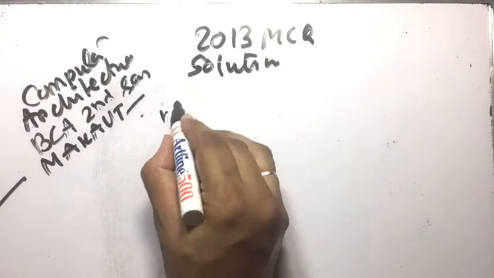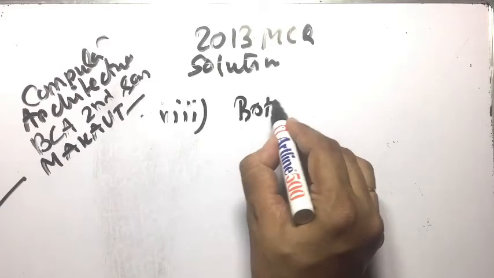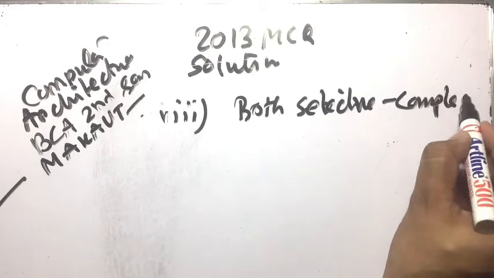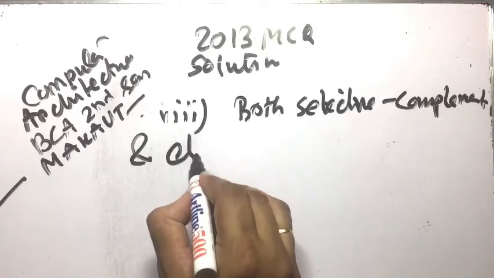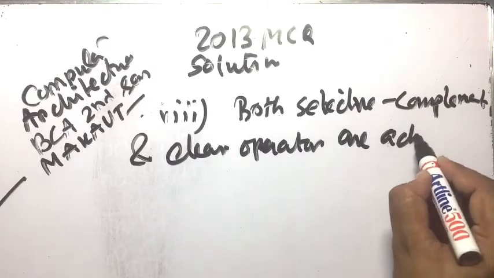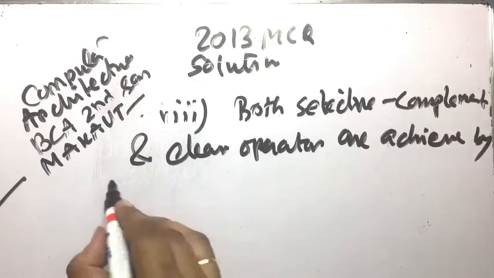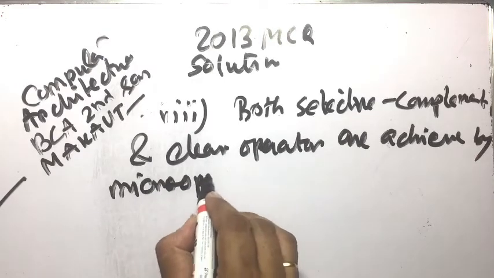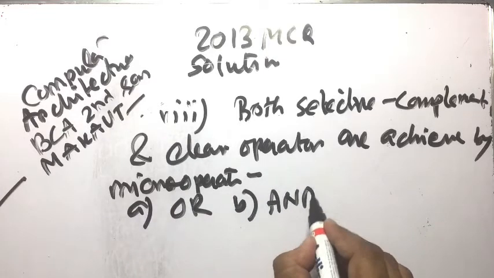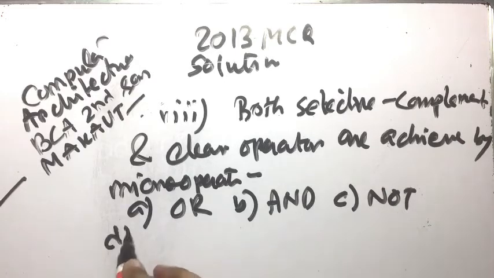Next, question number 8. Both selective complement and clear operations are achieved by which micro operation? Option A OR gate, option B AND, option C NOT, option D XOR. Both selective complement and clear operations are achieved by micro operation XOR.